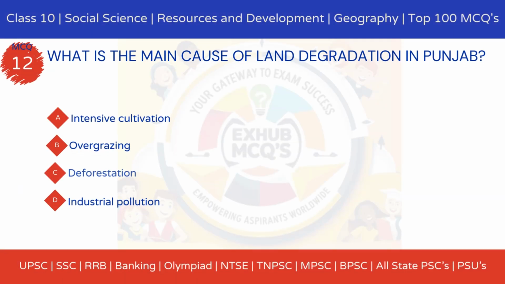MCQ 12. What is the main cause of land degradation in Punjab? Option A, intensive cultivation. Option B, overgrazing. Option C, deforestation. Option D, industrial pollution.